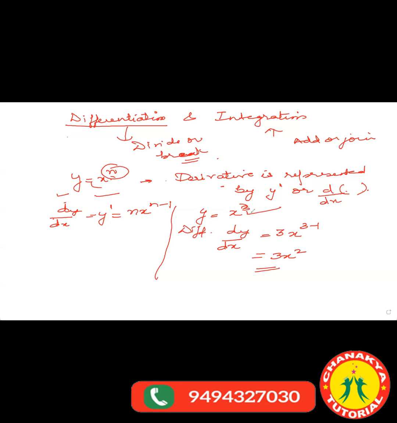Ma'am, could you explain it again? Yes, I will explain more examples. Suppose y is equal to x to the power 5 and we have to find the derivative. So y dash is equal to, this power you write in the numerator, then x, then 5 minus 1. So it will be 5x to the power 4. So 5x to the power 4 is the derivative of x to the power 5. Now understood? Dhanunjay? Yes, ma'am. Jaswant? I understood.